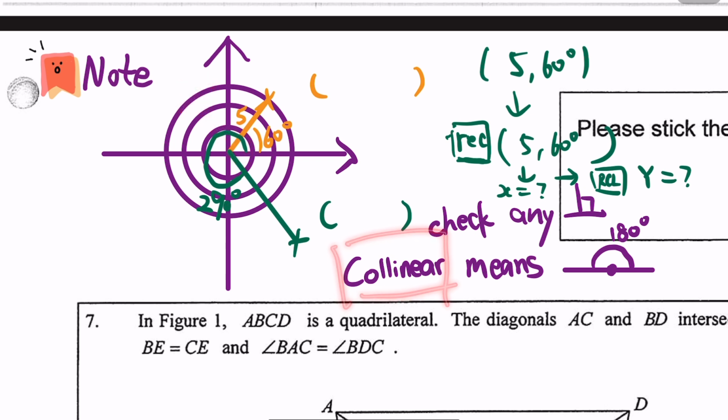Okay, collinear means straight line. Or check if any angle is 90 degrees. Or sometimes if they give you two lengths with the same length, it means that it can be an isosceles triangle, and most of the time it's an isosceles triangle. You need to use the property of the isosceles triangle.